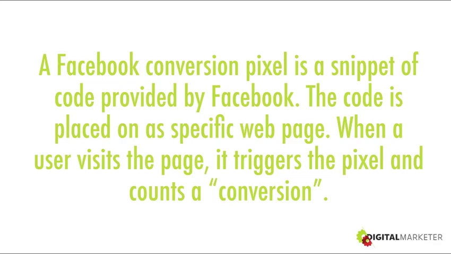To get started with the conversion pixels, a conversion pixel is a snippet of code provided by Facebook. The code is placed on a specific web page. So when a user visits that specific web page, it triggers the pixel and counts it as a conversion. We talked earlier in this lesson about cost per action and conversions. This is the way we're going to track our Facebook ads. So keep in mind, a conversion pixel goes on one web page, the pixel will trigger, and that will count as a conversion.